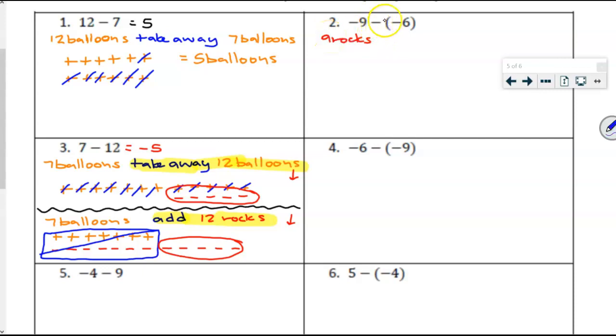What do I have in the basket? Or sorry, I'm sorry, wrong question. We have 9 rocks in the basket. What is happening? Am I adding or am I taking away? Taking away.